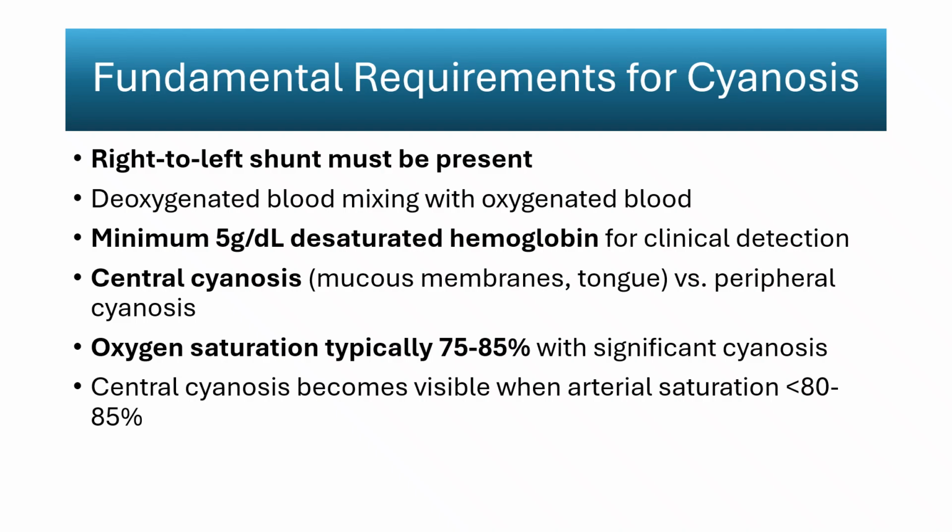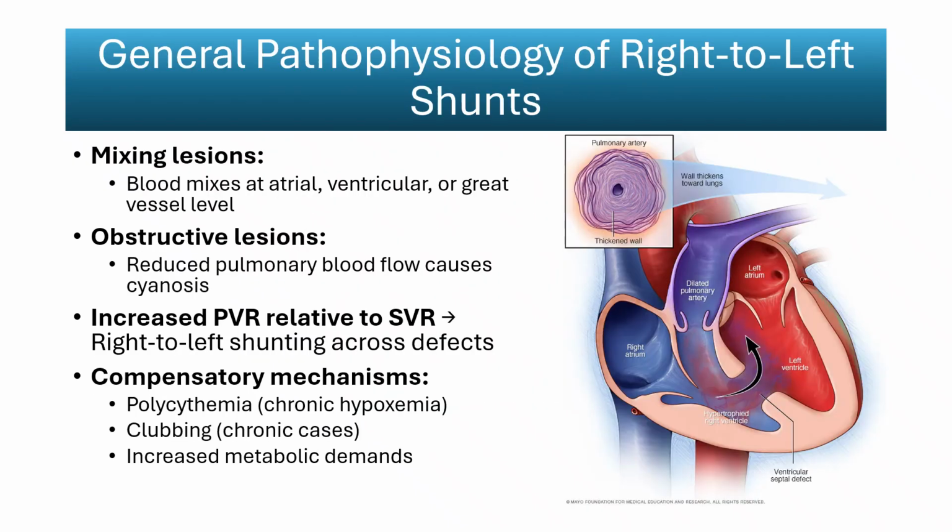These thresholds explain why a neonate may initially look pink despite significant shunting, only to become visibly cyanotic as oxygen delivery falls further. The central feature of cyanotic lesions is how blood crosses from the right side of the circulation into the left without passing through the lungs. This can occur through mixing lesions such as atrial septal defects, ventricular septal defects, or great vessel connections, where oxygenated and deoxygenated blood blend within a common chamber.